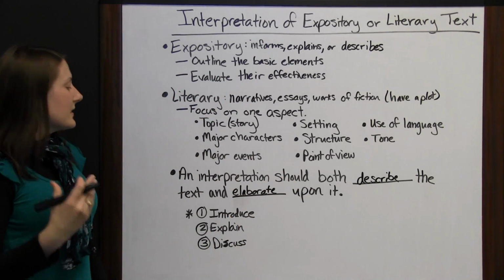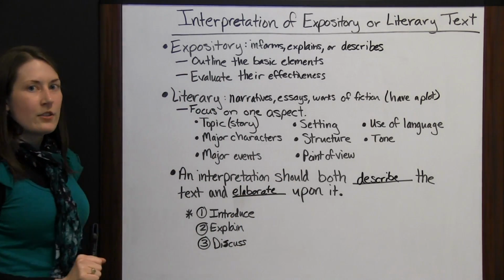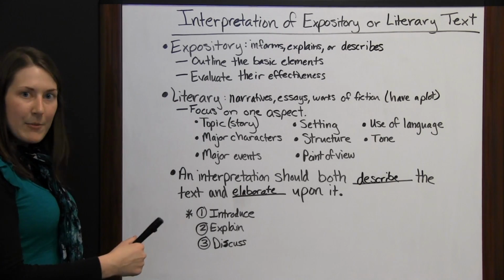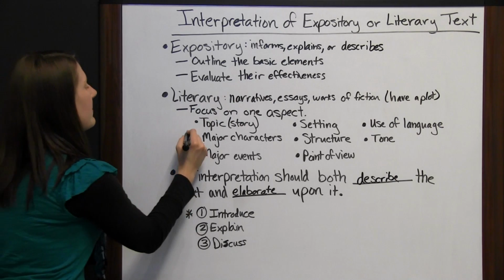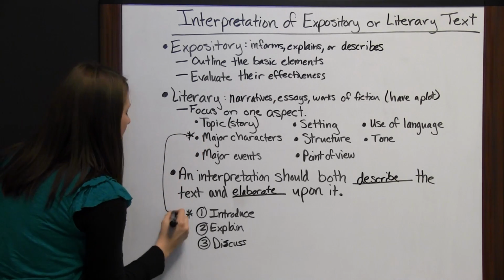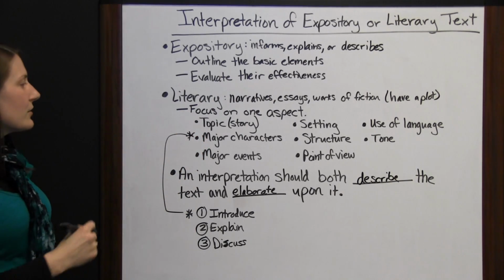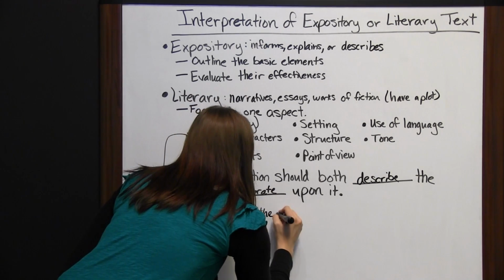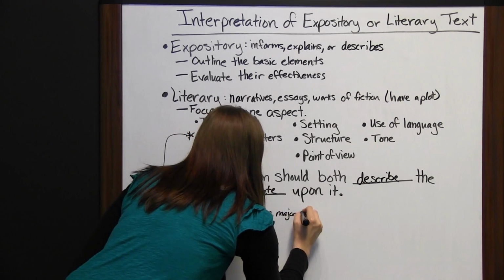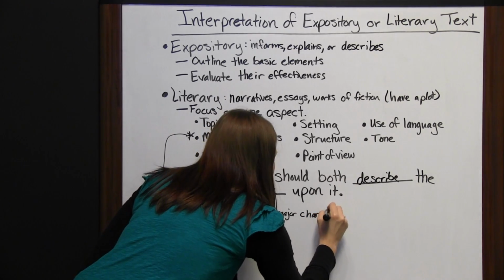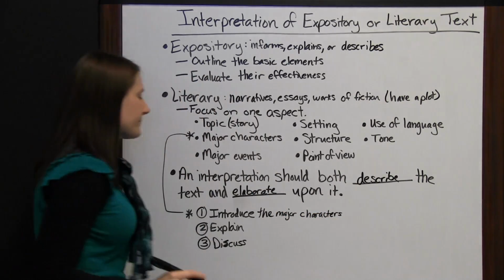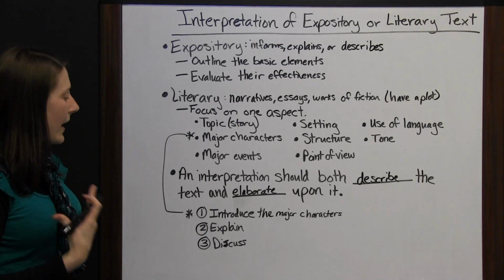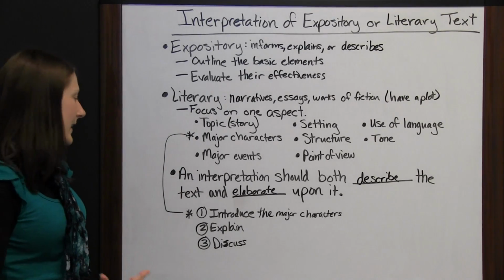So, say we were to choose major characters. You would want to describe what's in the text and elaborate upon it. And I've put that into a few steps here for you. So, to describe the text, introduce the major characters. In your interpretation, describe the major characters. What do they look like? What are their attitudes? How has the author described them in the text?